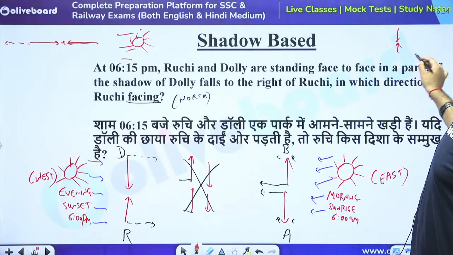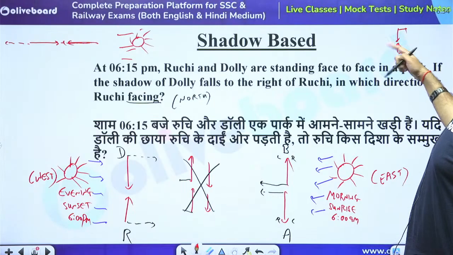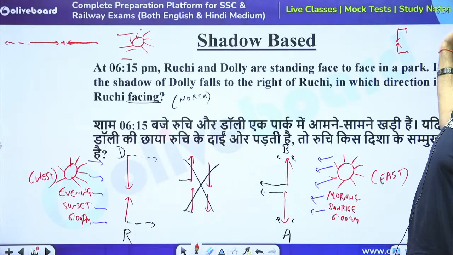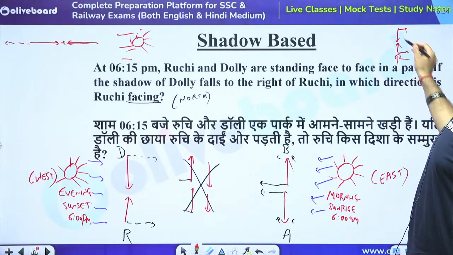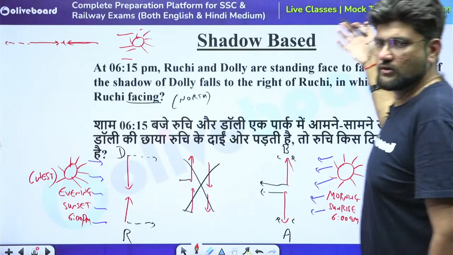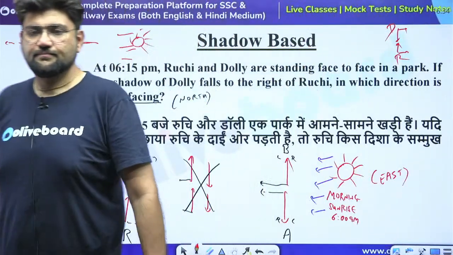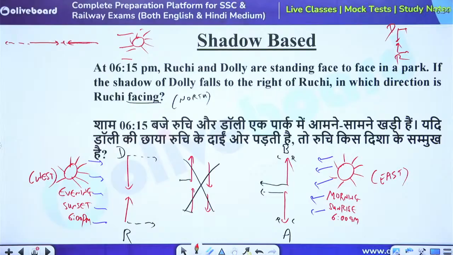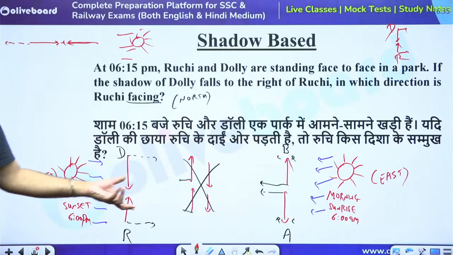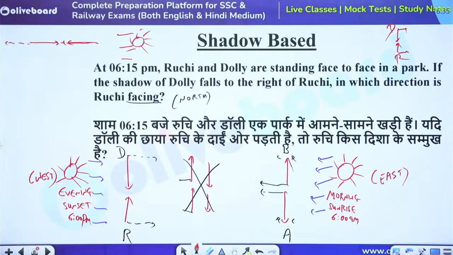Shadow of Dolly falls to the right of Ruchi. So the shadows are going to fall here. Now what is right? Right is this side only. For who this is the right? For this person. This is Ruchi, this is Dolly. Done. Your question is done. You can answer your question and be done with it. Okay. So that's how you'll approach it in the exam. All this diagrammatic representation has been done only so that you understand better.